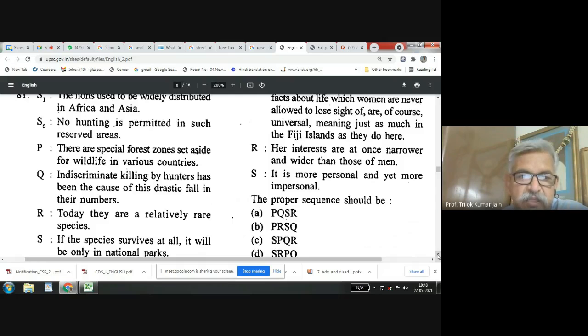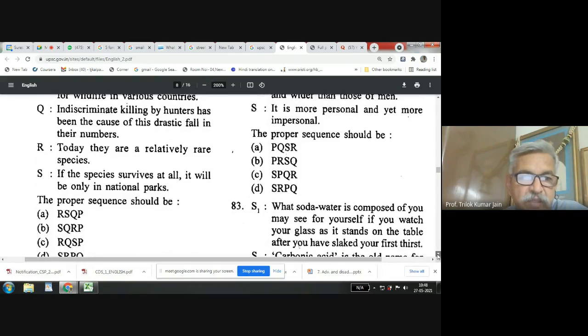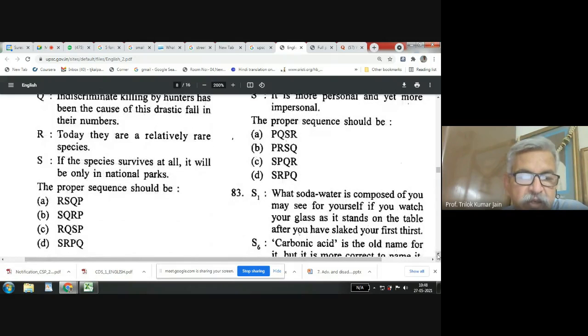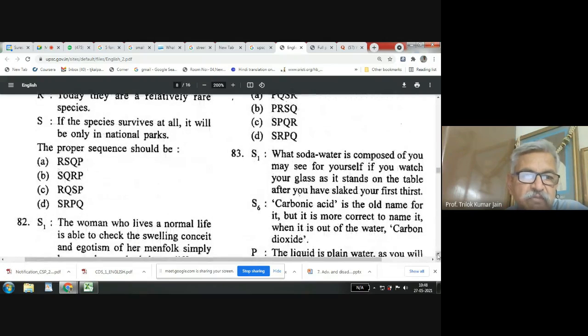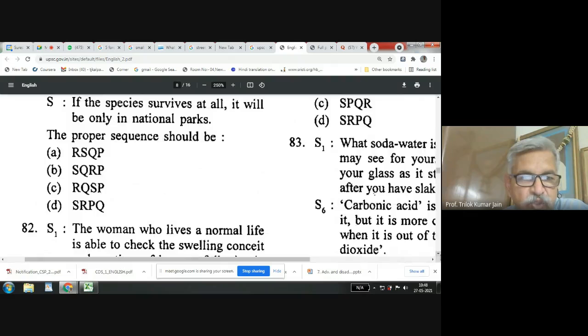P is: there are special forest zones set aside for wildlife in various countries. Q: indiscriminate killing by hunters has been the cause of this drastic fall. R: today they are a relatively rare species. And S: if the species survive at all, it will be only in national parks. Which is the option? The options are RSQP, SQRP, RQSP, and SRPQ.